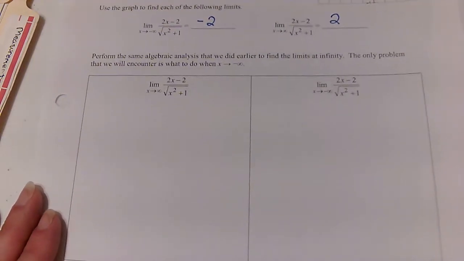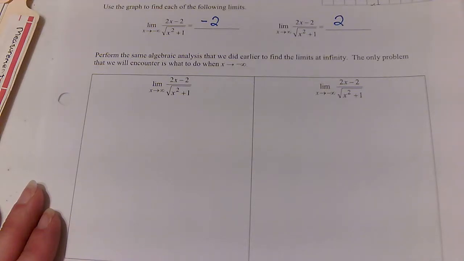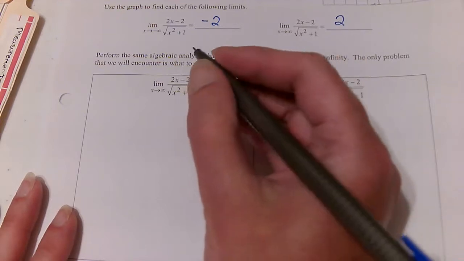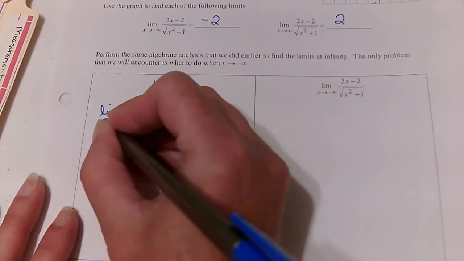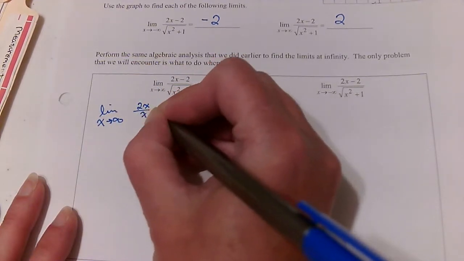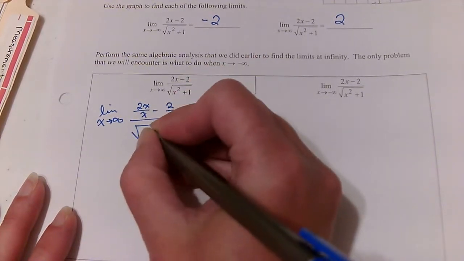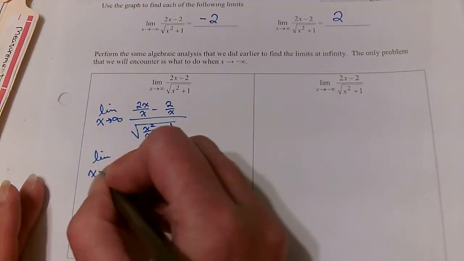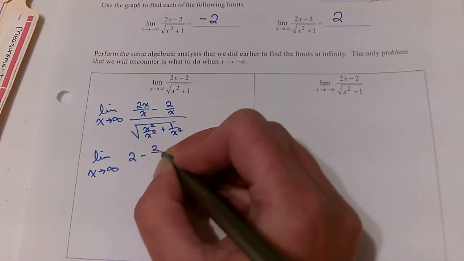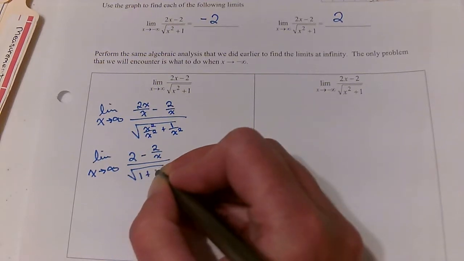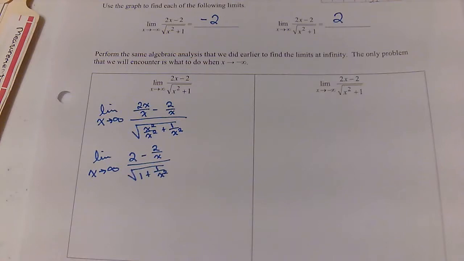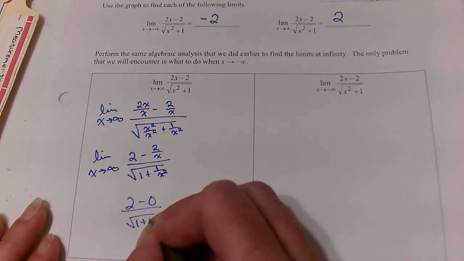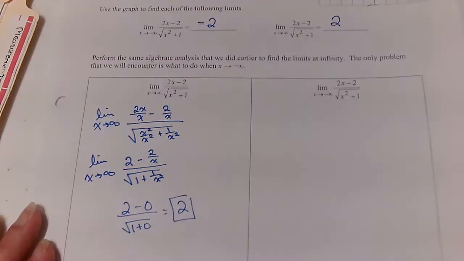Could we do that same problem algebraically? Well, let's think. The square root of x squared is actually just x. So I'd really be dividing everything by x. But underneath the square root, that'd still be an x squared. And that would be the limit as x approaches infinity of 2 minus 2 over x, square root of 1 plus 1 over x squared. And so that goes to 0, and that goes to 0, so that goes to 2. That still works.